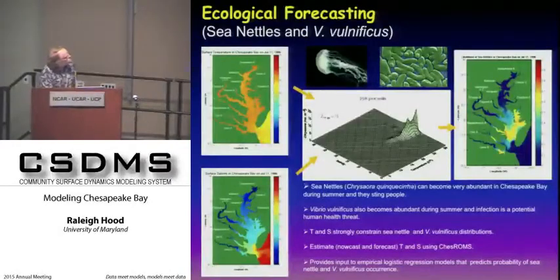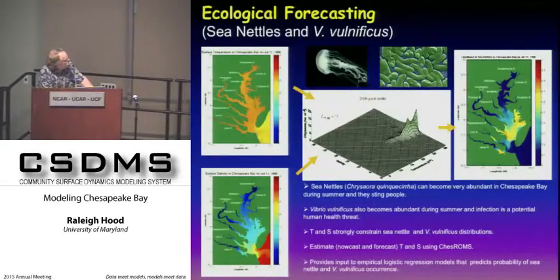And so just to give you a sense of the way it works, it's very simple. And this is an example for both sea nettles and Vibrio vulnificus, and it turns out that the sea nettle, which is the species name, if you're interested, is Chrysaora quinquecirrha, can become very abundant in the Chesapeake Bay during the summer months, and they sting people, so people care about that.